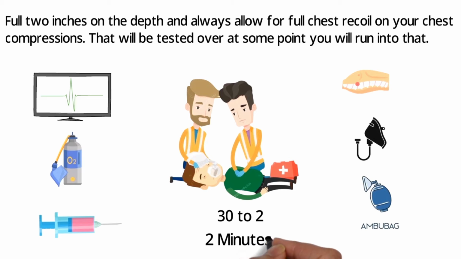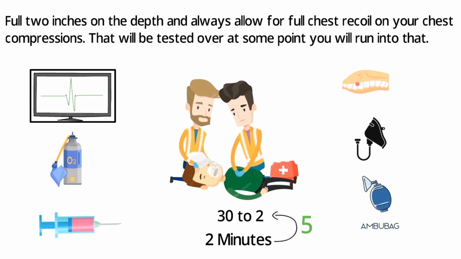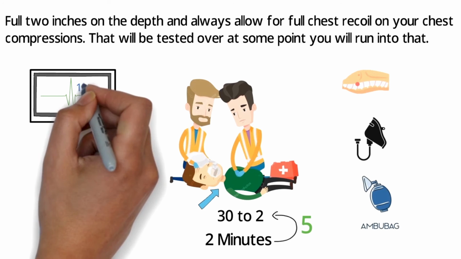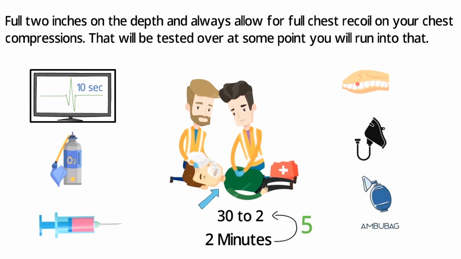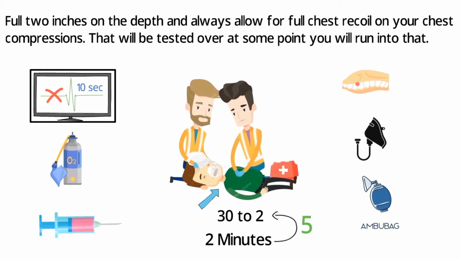After 2 minutes or 5 cycles of 30 to 2, we're going to check a rhythm. We're going to check the rhythm on the monitor, but we're also going to check the pulse again. We check the pulse right here at the carotid, no more than 10 seconds, y'all. We do not need to interrupt chest compressions for more than 10 seconds to check for a pulse. So let's say we've still got PEA or asystole, we still don't have a pulse. Is it shockable? The answer is no.